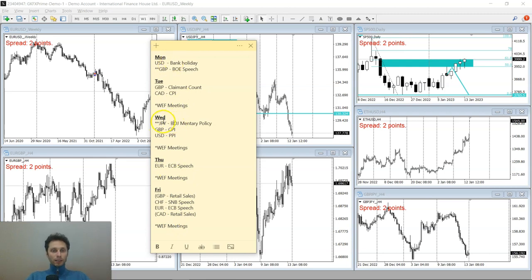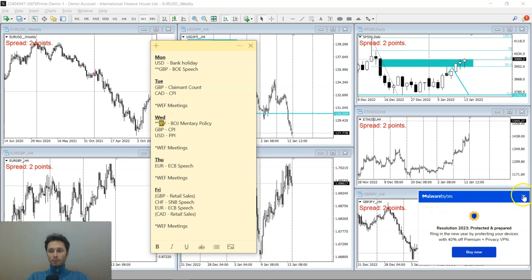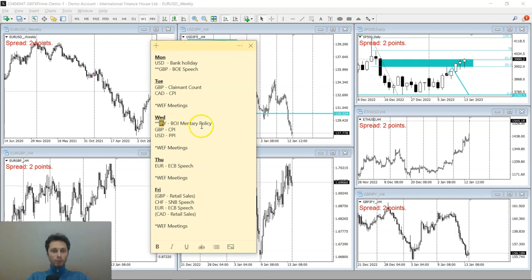Wednesday, we have a big news item from the Bank of Japan, the BOJ monetary policy. Then we've got CPI numbers on the pound, PPI numbers on the dollar. The meetings again Wednesday, and then on Thursday we've got a speech from the European Central Bank, so that's on the euro. And then Friday, of lesser importance is the retail sales on the pound and retail sales on the CAD. And then we've got speeches again on the Swiss and euro.